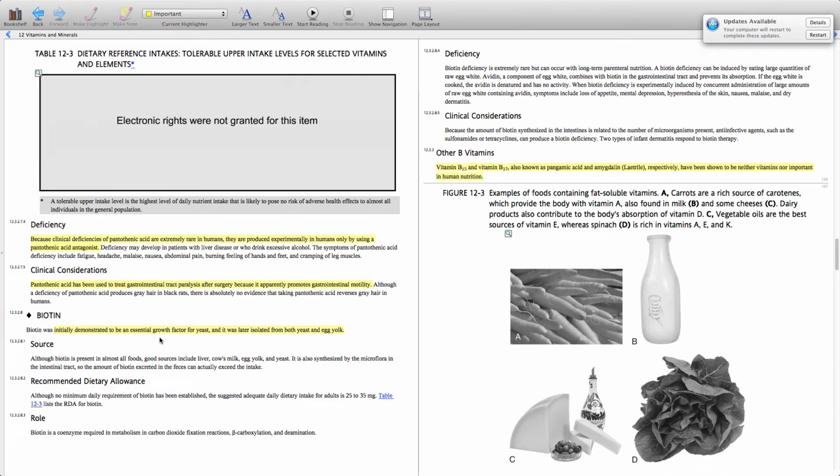Biotin was initially demonstrated to be an essential growth factor for yeast, and it was later isolated from both yeast and egg yolk. Biotin is a coenzyme required in metabolism and carbon dioxide fixation reactions. Other B vitamins, there's 15, 17, really not going to get into those too much. They have been shown to be neither vitamins nor important in human nutrition, so that's why we aren't going there.